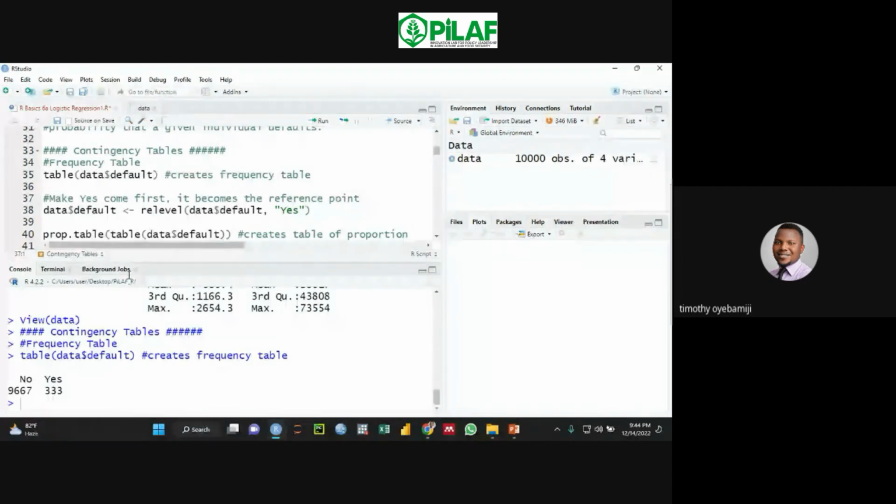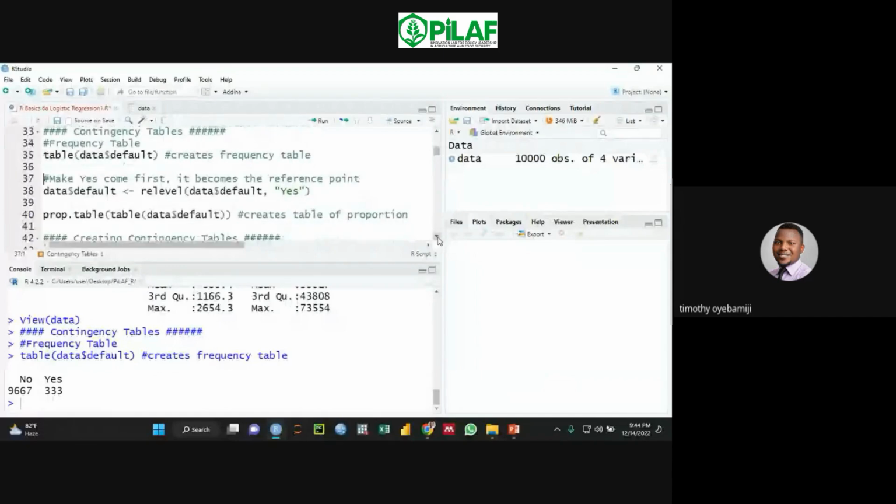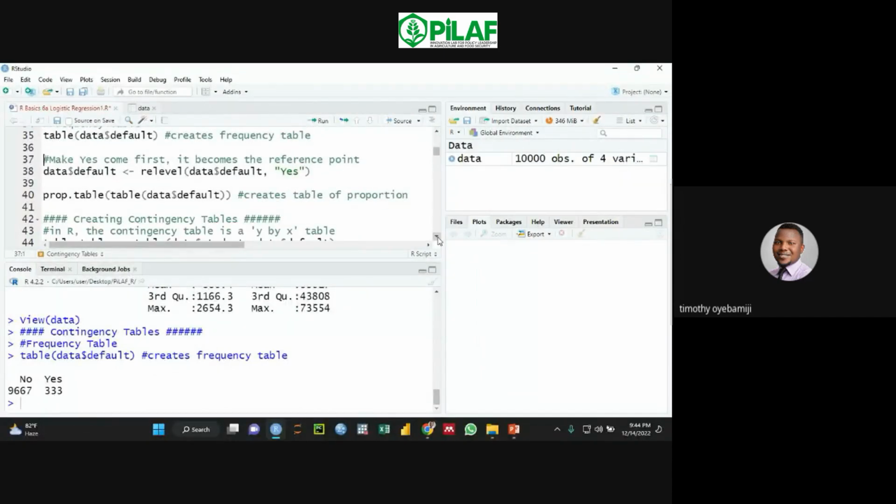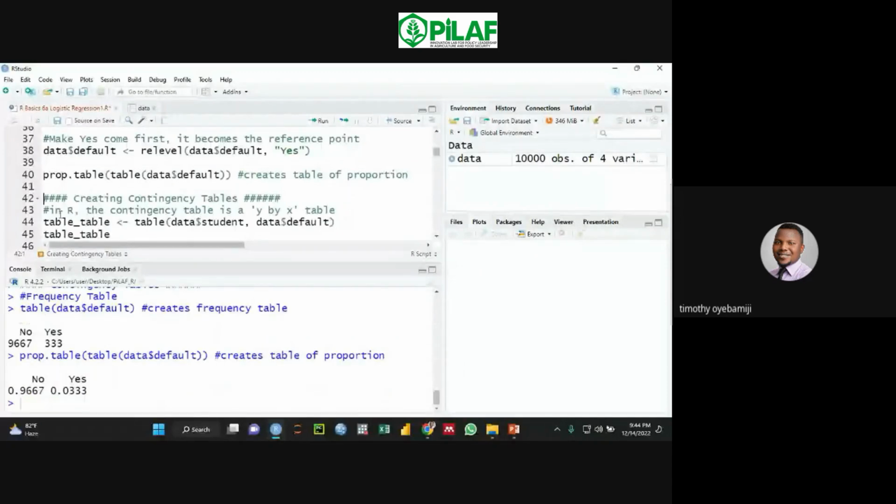The same thing. If we want the proportion to be reported instead of the exact frequency, we can use prop.table. So here the proportion, of course, we can interpret as a percentage. So 96.67% of them were compliant among all of our customers. 96.7% of them complied, while about 3.3% of them defaulted.